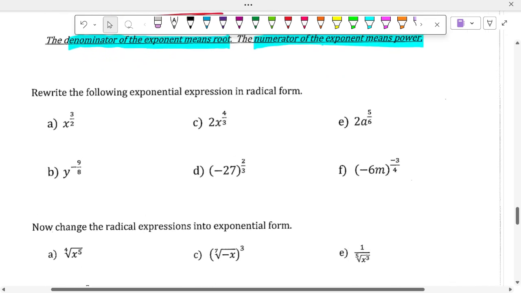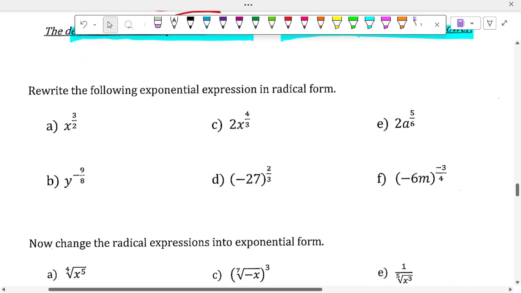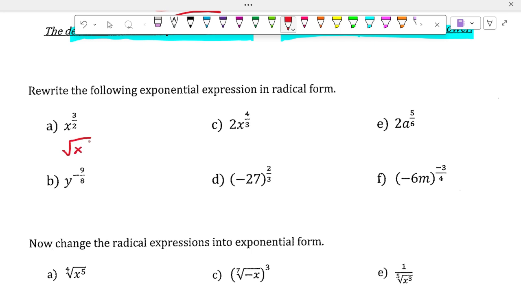So let's look at a couple of these. How would I rewrite x to the 3/2? So what would the root be? It's a square root. We know x is under it. What's the power of x? 3.